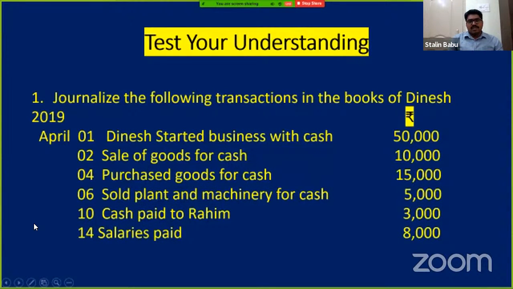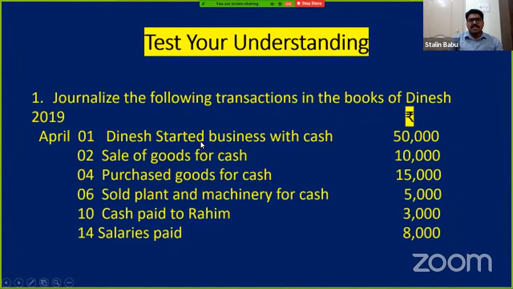Dear children, so far you learned classification of accounts and accounting principles. I explained 4 problems on journal entries. So you have to solve the following problem. Journalize the following transactions in the books of Dinesh on 2019 April 1st.